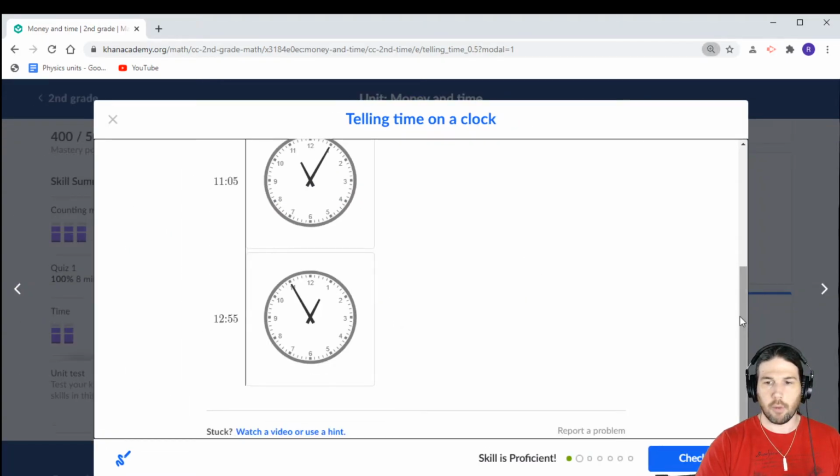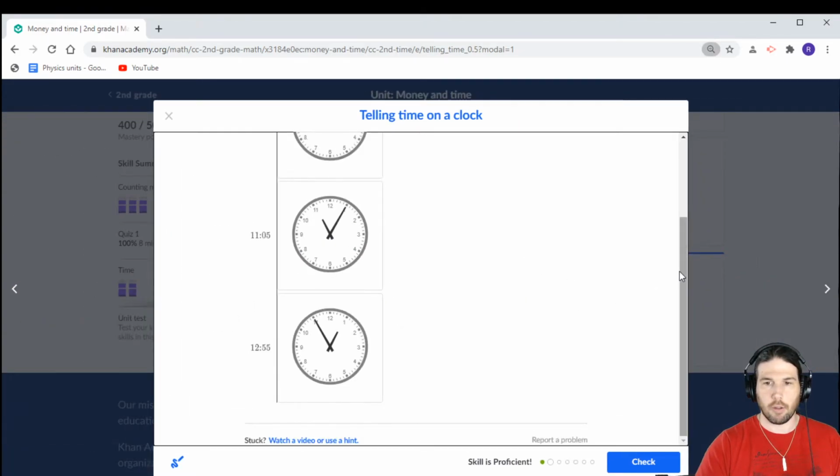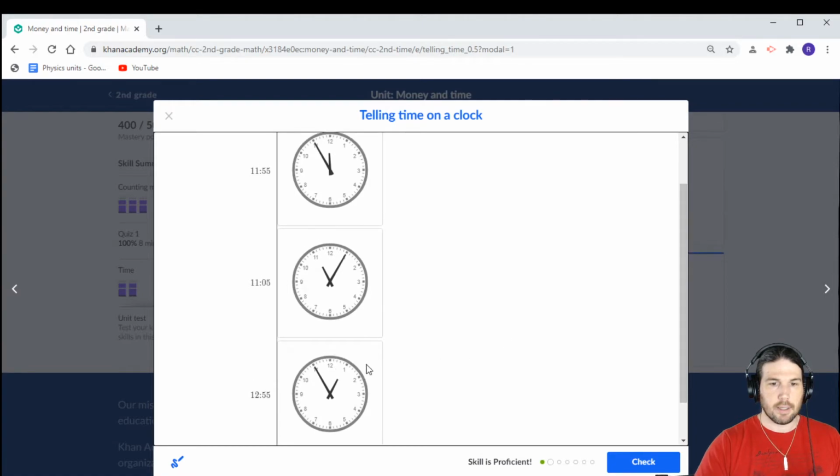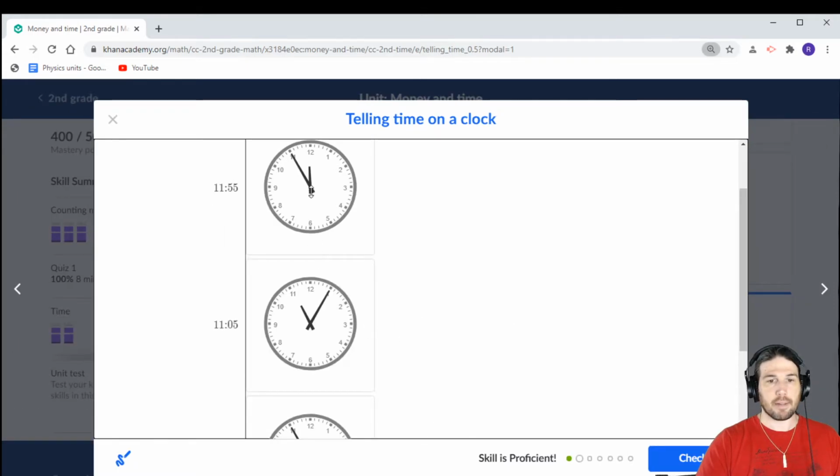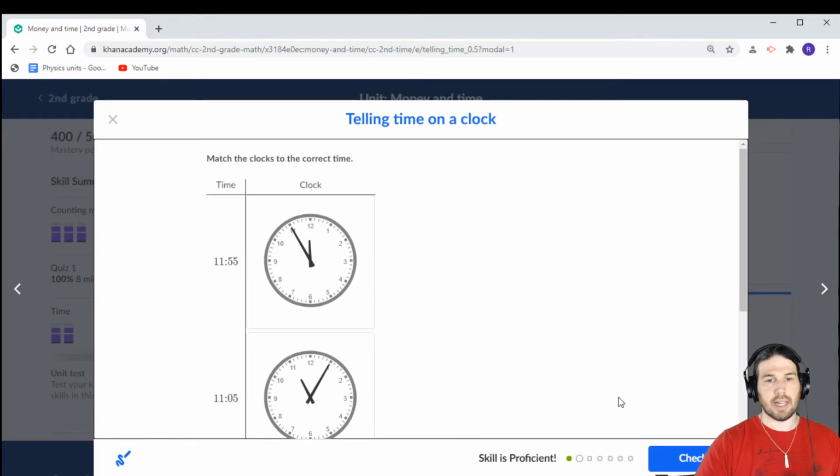I'll back all the way up. So that's 12:55. This one is the only one that is 05, right? The center one is the only one that has a minute hand going to the 5. So I'm comfortable with that being there, making the top one 11:55.